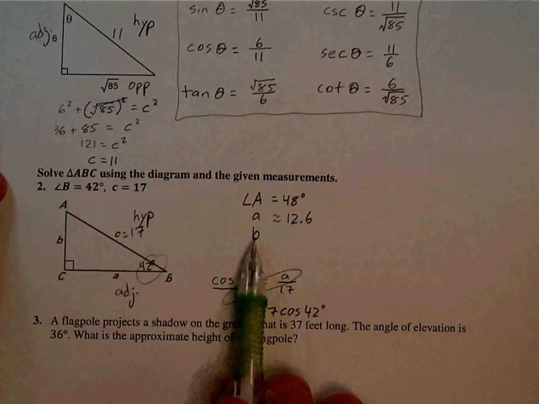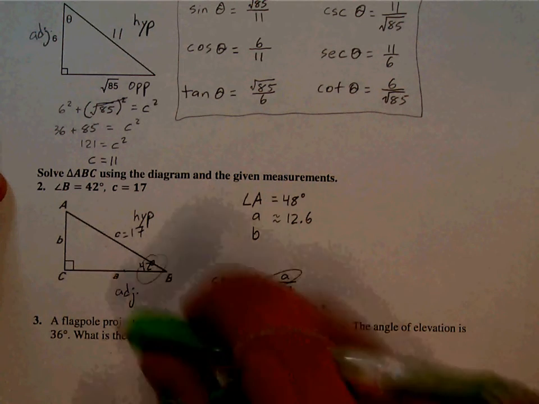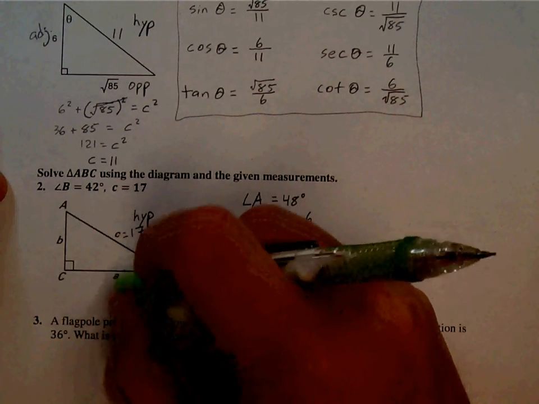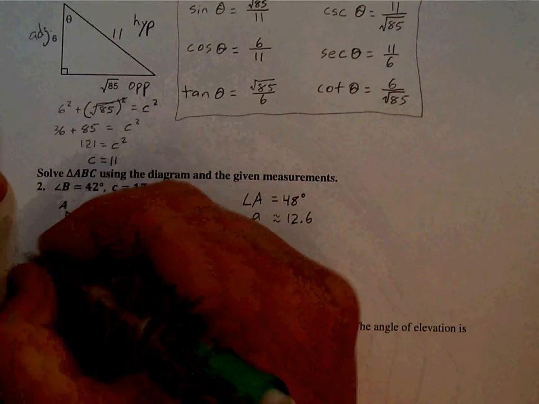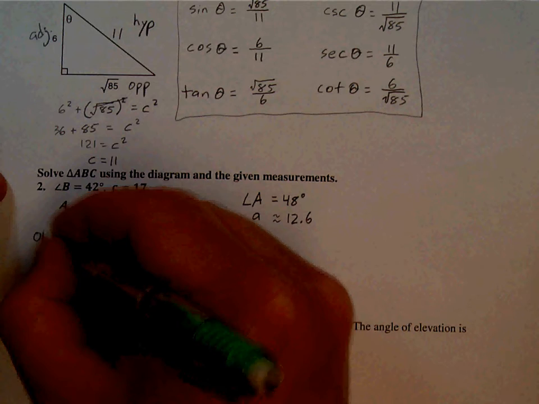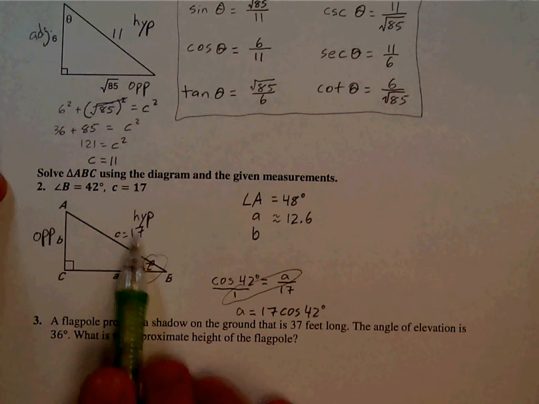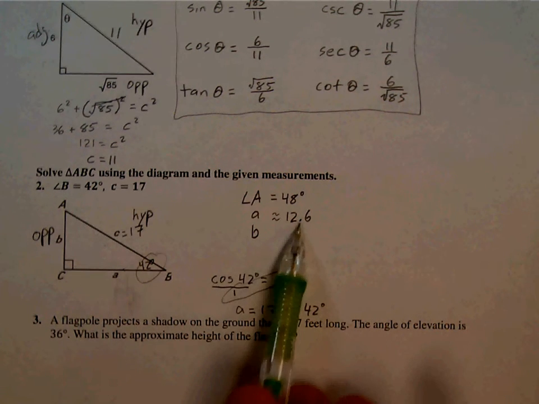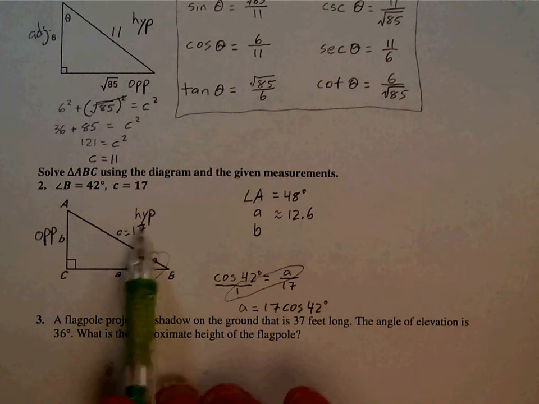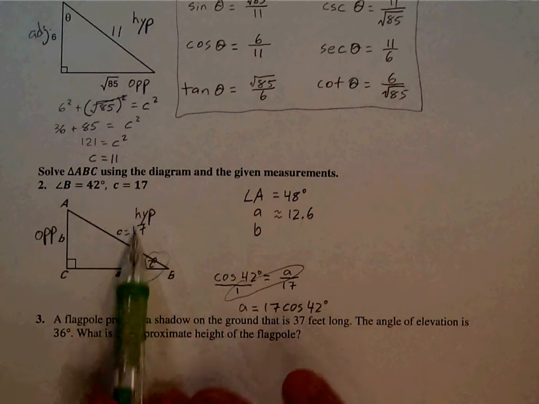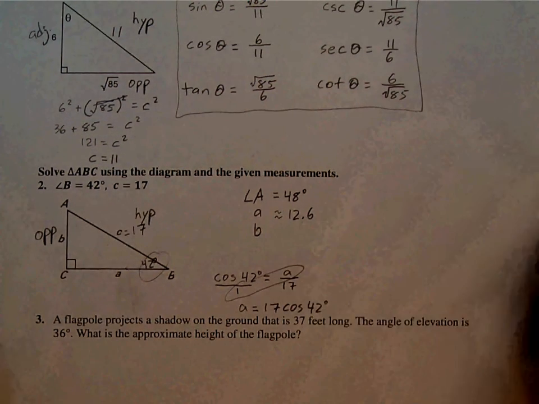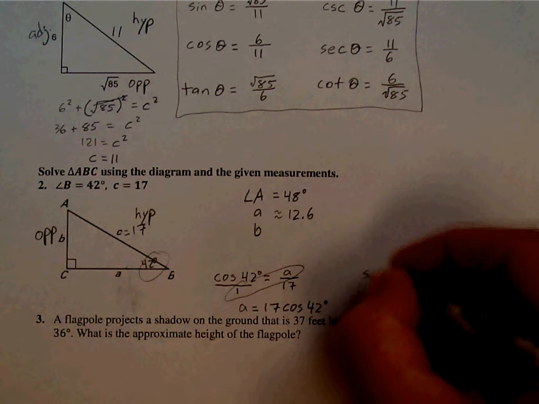So now I have to find what B is. So now I don't want to use A. I don't want to use the adjacent side. I want to use B, which is the opposite side. And I still want to compare it to 17. I could compare B to A now that I know what A is, but 12.6 is rounded and it's not nice. 17 is nicer and it's exact. So I'd rather use my hypotenuse. So we're going to compare the opposite and the hypotenuse. That's a sine problem.